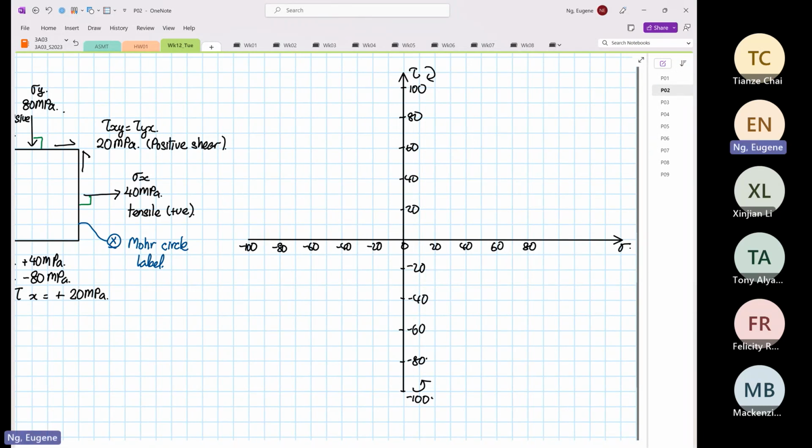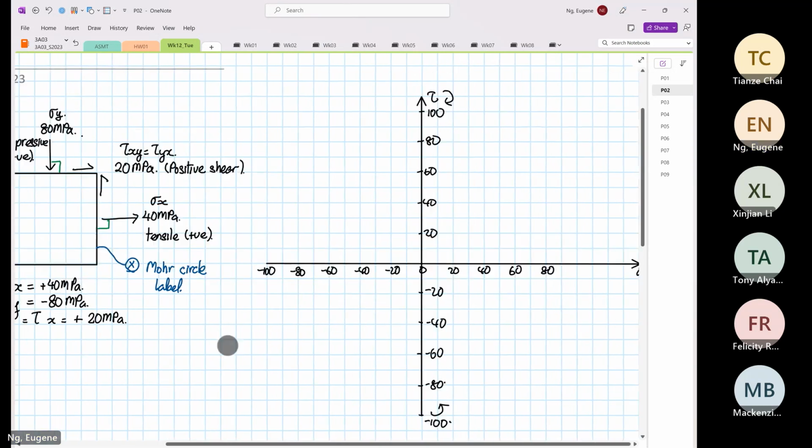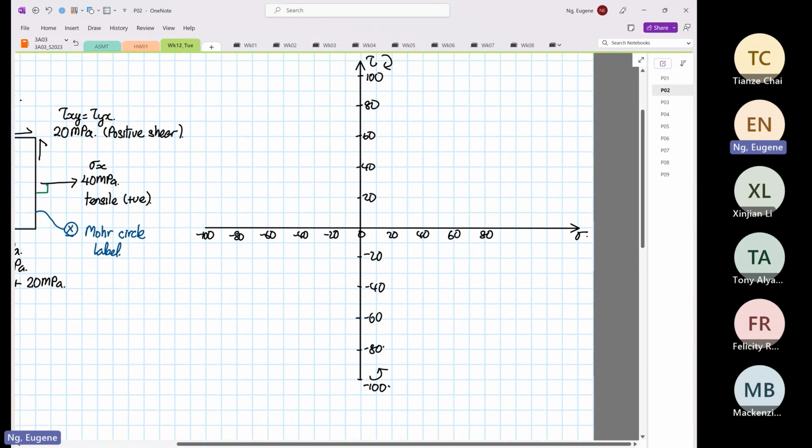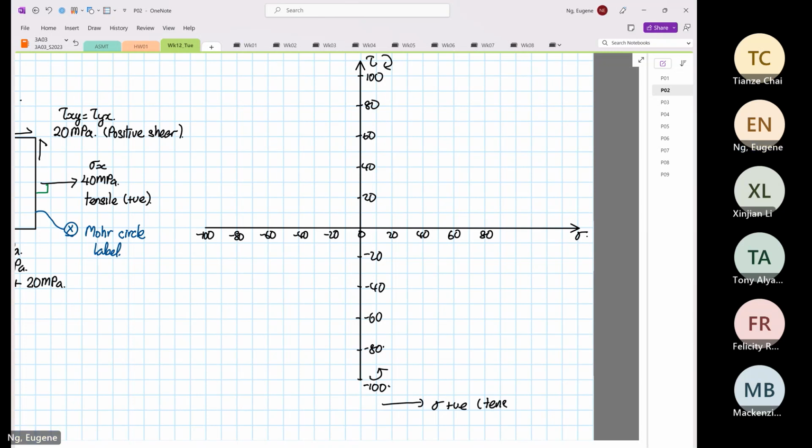Okay, so now we're going to locate. So on the x-axis is our normal stress. On the y-axis is our shear stress. So just to clarify what's going on, the center is 0. So over here, the normal stress is positive, so they are in the tensile mode. Towards the left, the normal stress is negative. So over here is your compression.